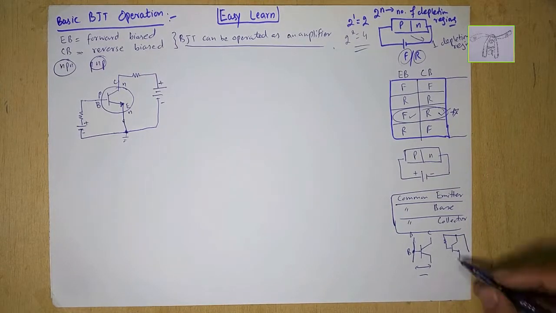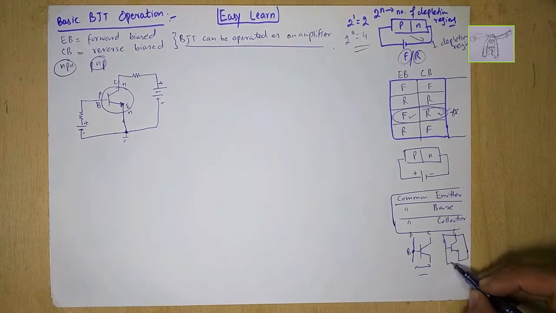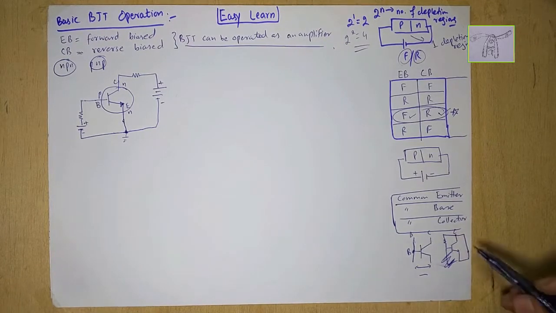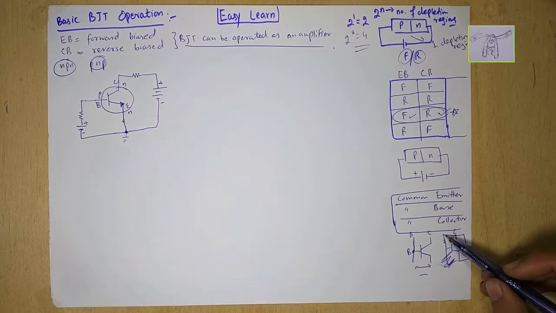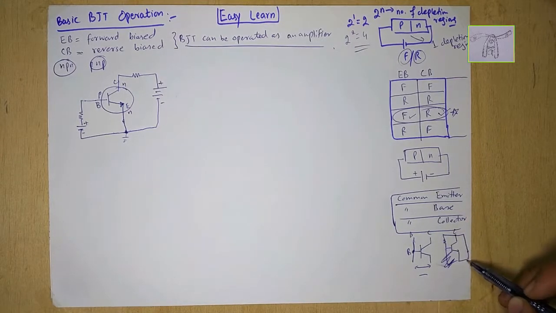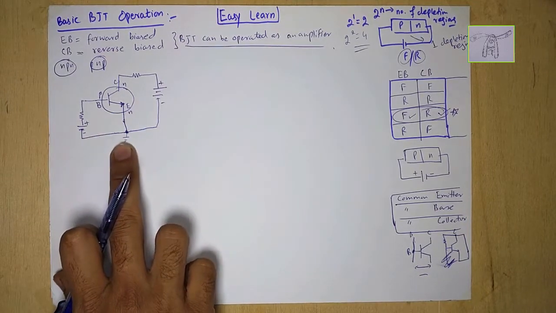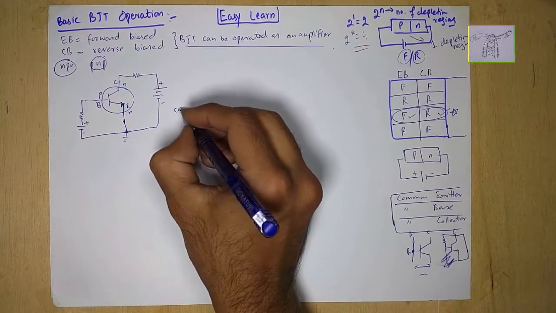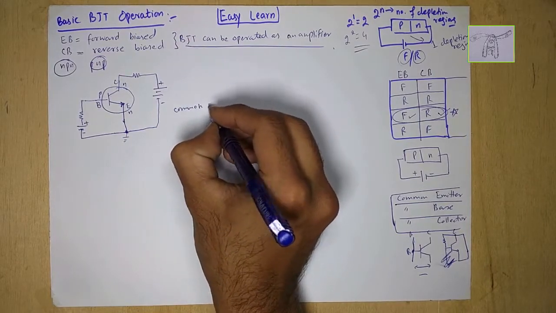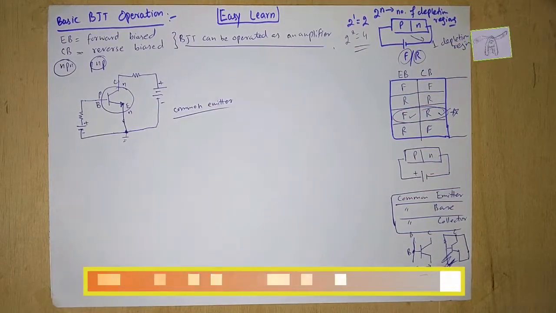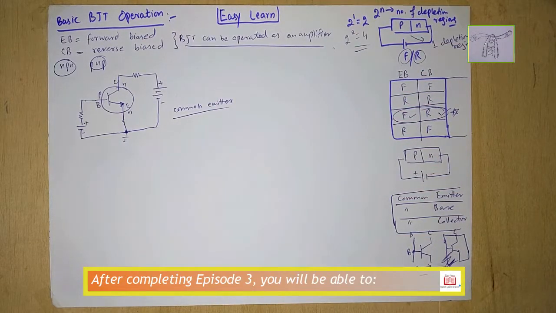This is our collector, because this collector can be connected with both sides. In the case of the common collector, it is common with the base terminal and with the emitter terminal. Anyway, common emitter is the mostly used case in order to operate the bipolar junction transistor as an amplifier. This is a very important case.